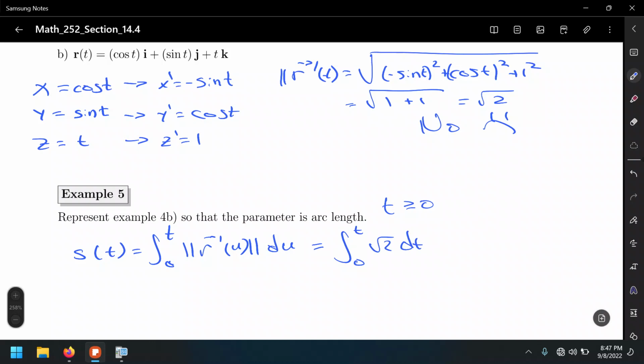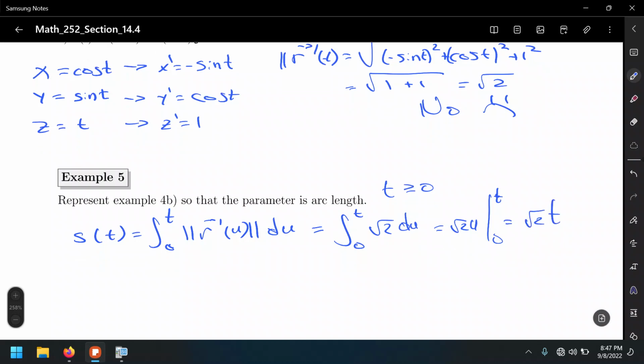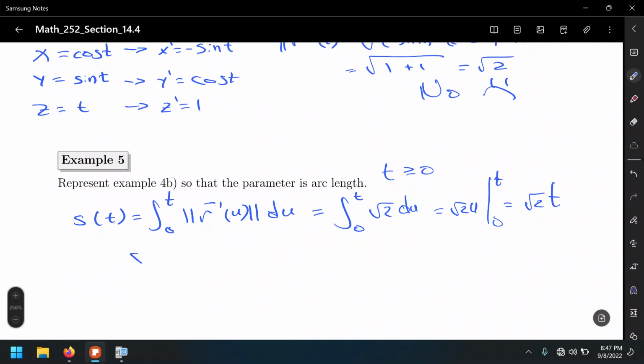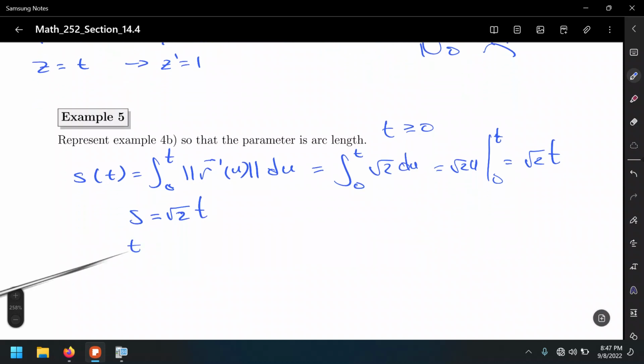And what's the integral of the square root of 2? Square root of 2 u, evaluated from 0 to t. This is going to be the square root of 2 times t. Let me put this together: s equals the square root of 2 times t. And t equals s over the square root of 2. So we may now go back.